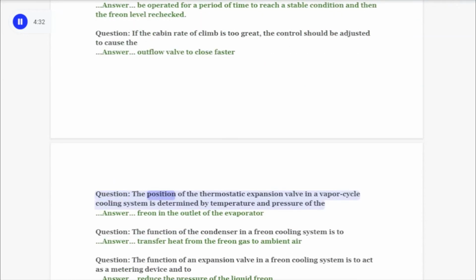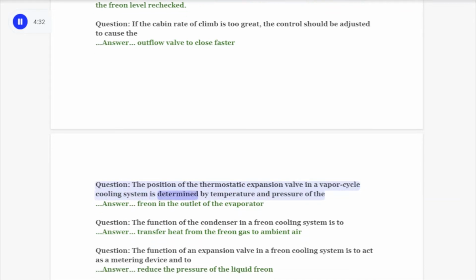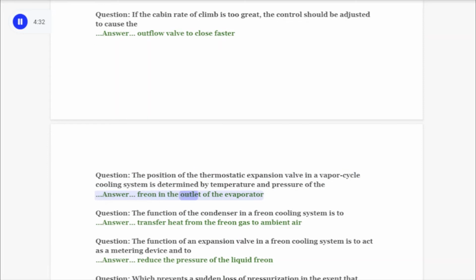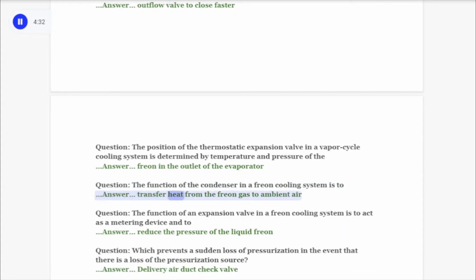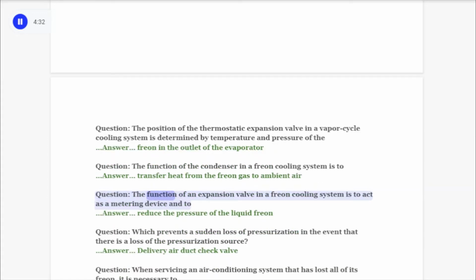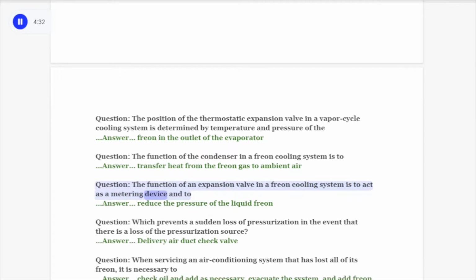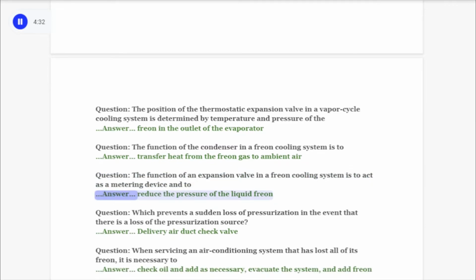Question: The position of the thermostatic expansion valve in a vapor cycle cooling system is determined by temperature and pressure of the answer: Freon in the outlet of the evaporator. Question: The function of the condenser in a Freon cooling system is to answer: transfer heat from the Freon gas to ambient air. Question: The function of an expansion valve in a Freon cooling system is to act as a metering device and to answer: reduce the pressure of the liquid Freon.